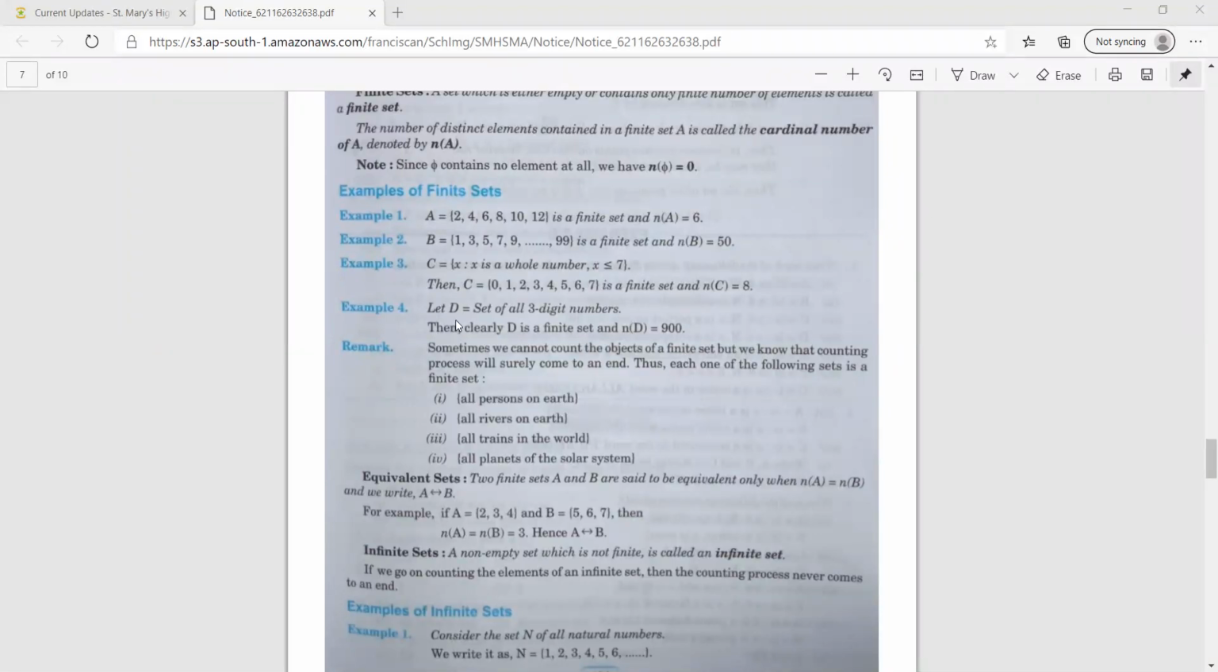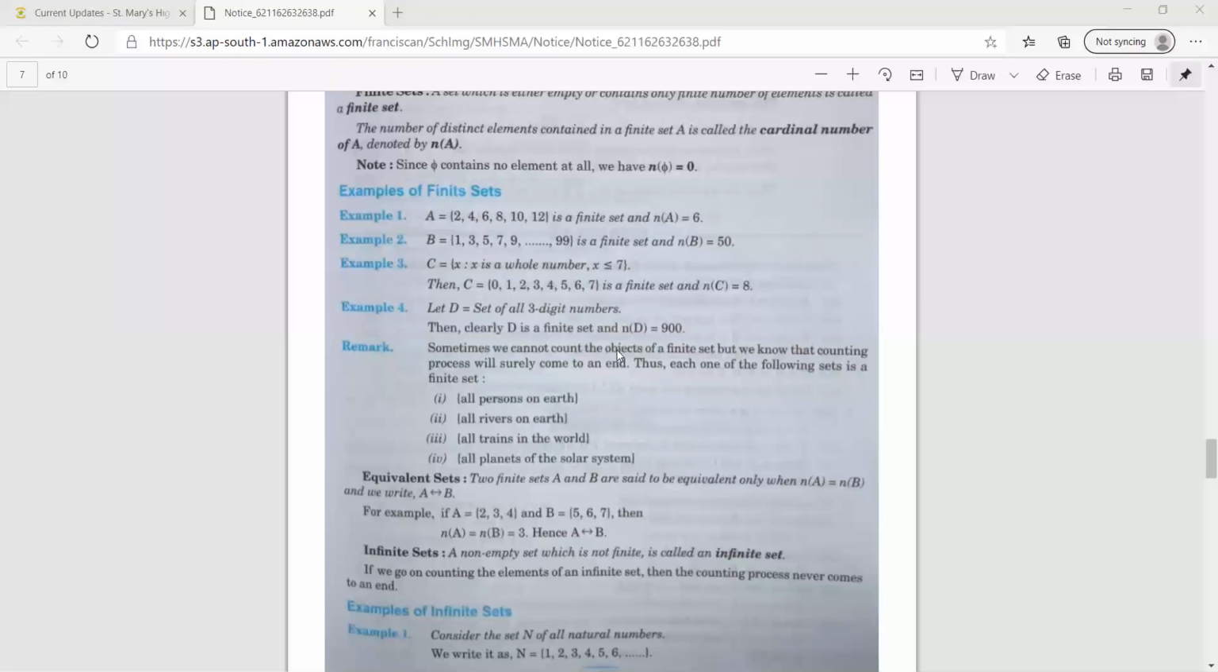Next, D equals the set of all 3-digit numbers. Now this is also a finite set because there is a fixed number of 3-digit numbers. So where do the 3-digit numbers start from? They start from 100. They go up to 999. All these numbers are part of this set and there are 900 such numbers. So the cardinal number of this set will be 900.